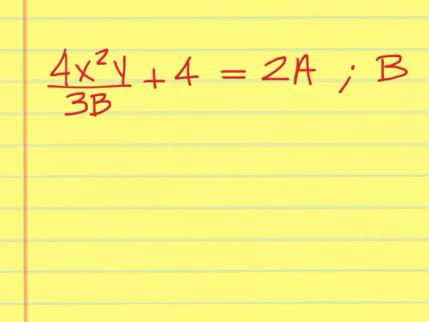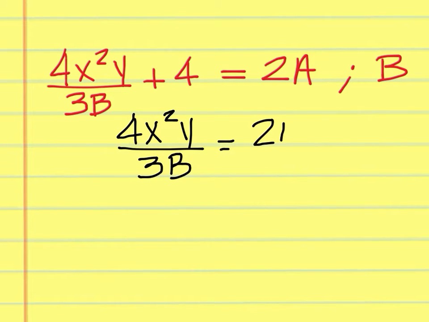To solve for b, we must start undoing everything around it, and you must go in reverse order for the order of operations. So we're going to start by moving that plus 4 over to the right and leaving 4x squared y over 3b on the left. On the right we have 2a minus 4 now. We need to have the b off of the bottom. In order to do that, we can multiply both sides by b.